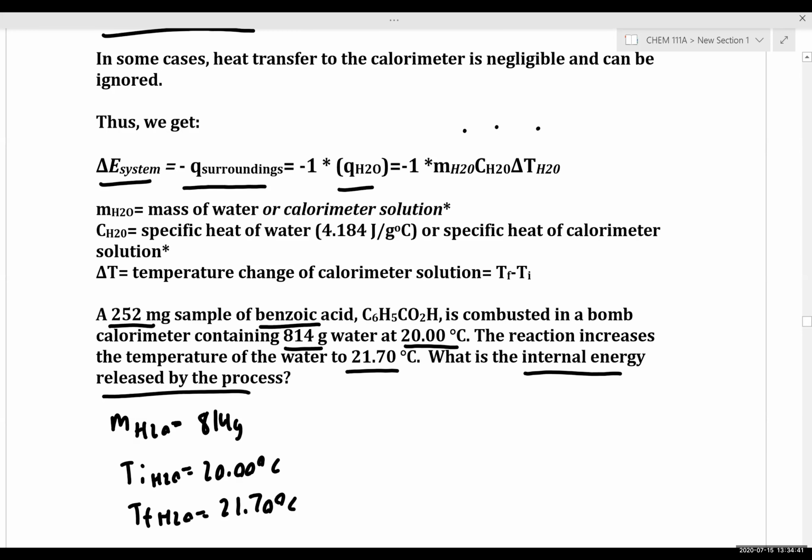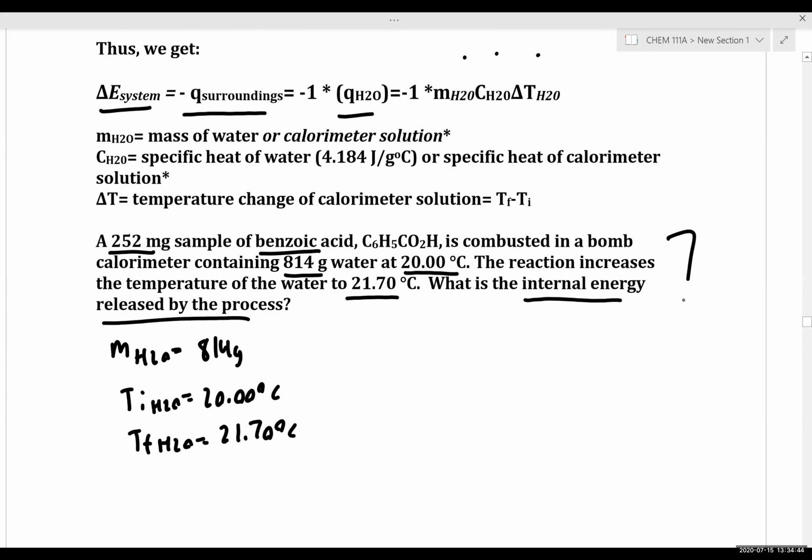Now, one thing that I'd like you to pay special attention to, does this problem ever mention a calorimeter constant? Do we see a calorimeter constant or any data that we could use to calculate a calorimeter constant? Yeah, we don't have any information or any indication of a calorimeter constant, so this is clearly the case where heat transfer to the calorimeter is likely negligible. So we also know the specific heat of water is 4.184 joule per gram degree Celsius.